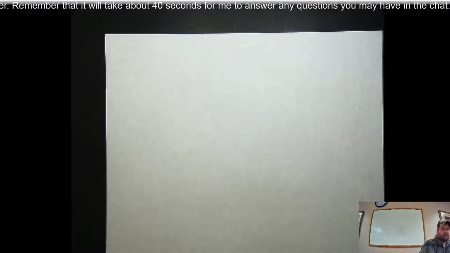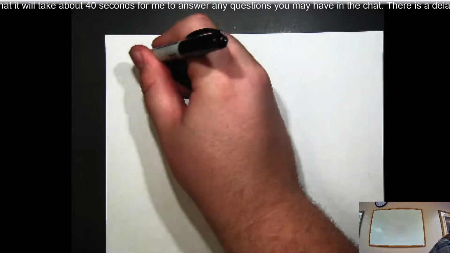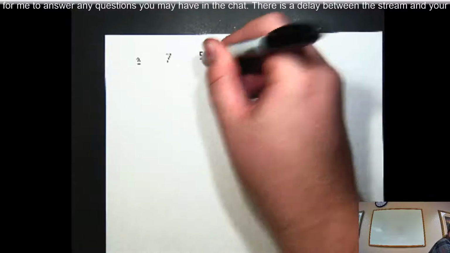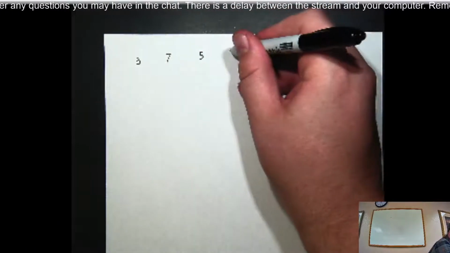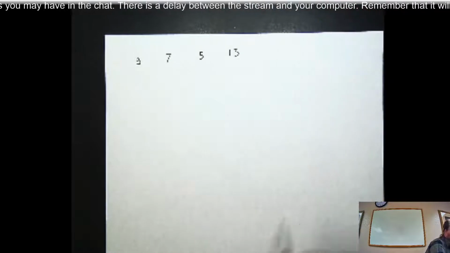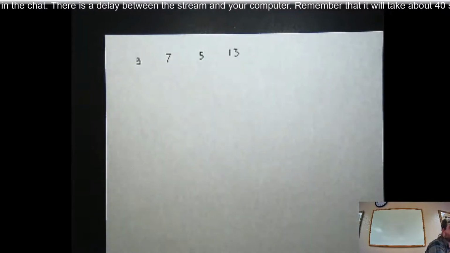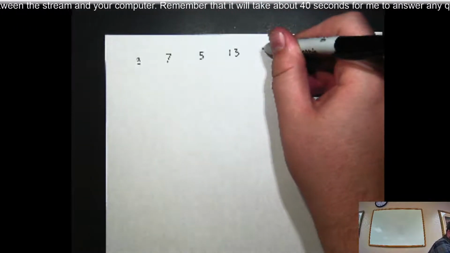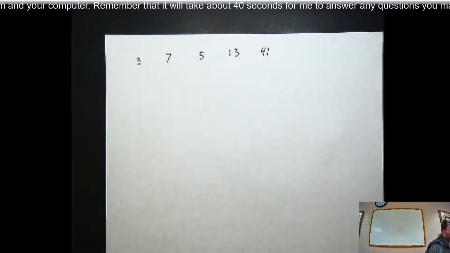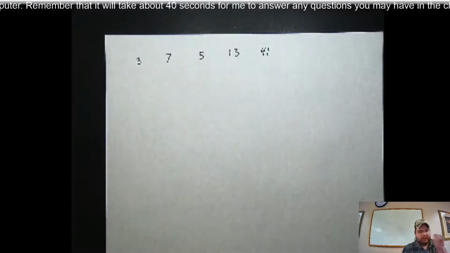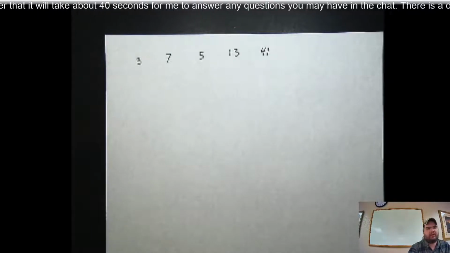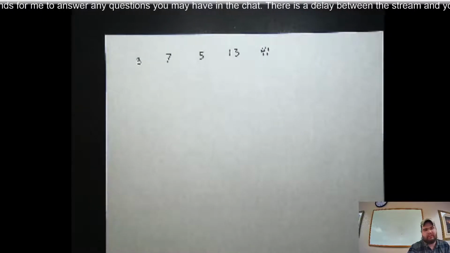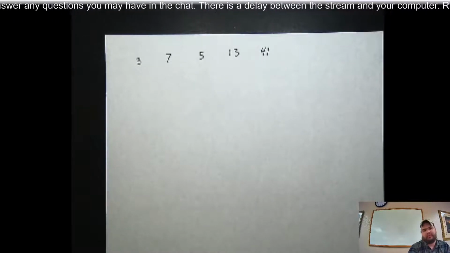Okay, so some examples of prime numbers: 3, 7, 5, let's see, 13, how about 41? Okay, so all of these are numbers that cannot be divided by anything else except for themselves or 1, because of course anything can be divided by itself, and it also can be divided by 1. It's true for any number.